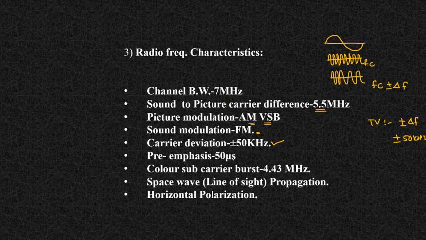What is the pre-emphasis? At 50 microsecond. What is the color subcarrier frequency? You just remember right now, then we are going to discuss why 4.43. ठीक है, color subcarrier frequency is 4.43 megahertz. Which type of propagation you are using? It's a space wave propagation. And then which type of polarization? It's horizontal polarization. So these are the details.